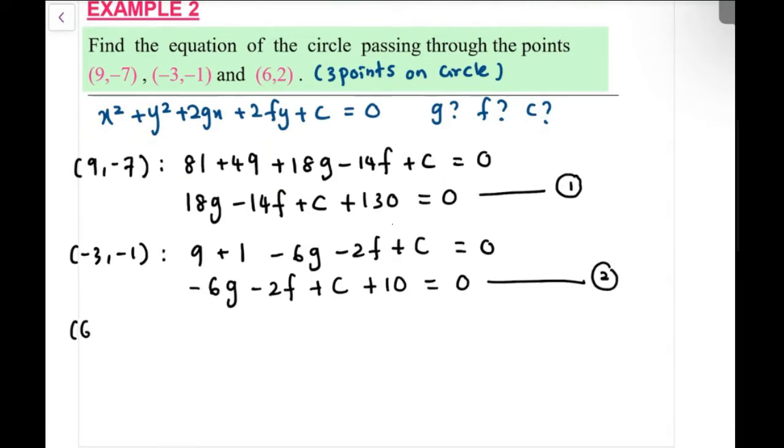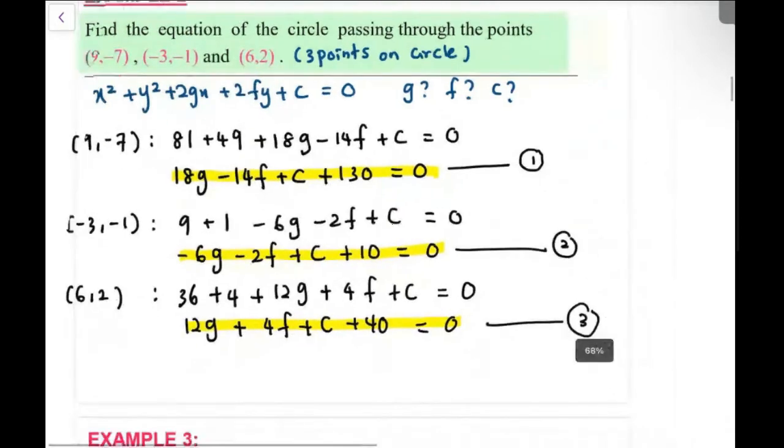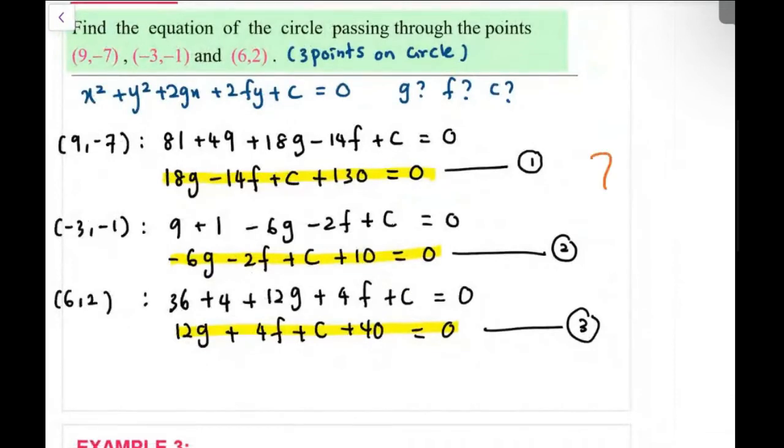Now, for the last point, we have (6, 2). So, same as before, just straight away substitute into the formula. So, we have 36 plus 4 plus 12g plus 4f plus c equal to 0. So, simplify this. We're going to get 12g plus 4f plus c plus 40 equal to 0. And that's going to be our third equation. So, I highlight the 3 main equations here. From here, we have to solve them simultaneously. You just have to perform simultaneous equations to find g, f, and c, which I won't show here. You have to find it on your own. I'm sure you won't have any problem here.